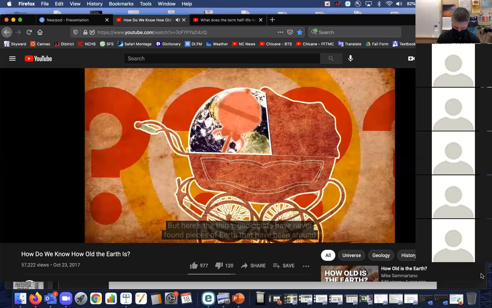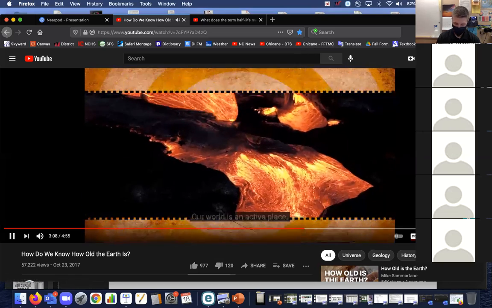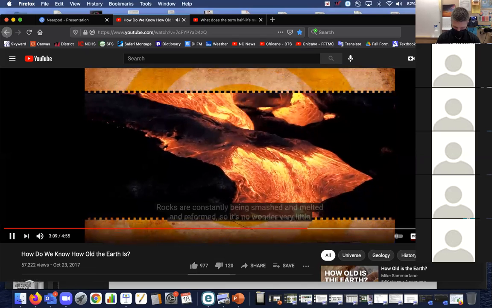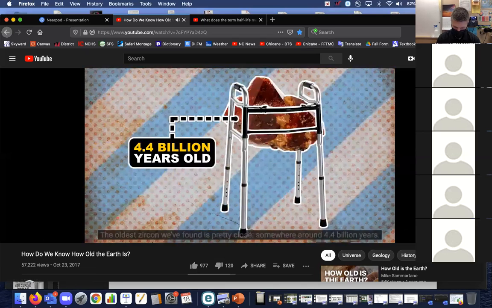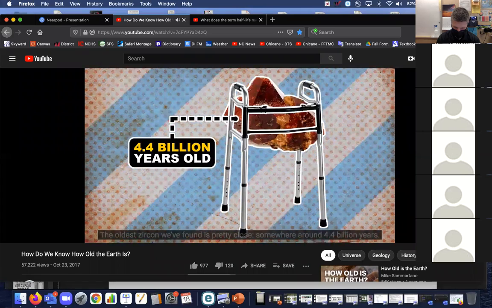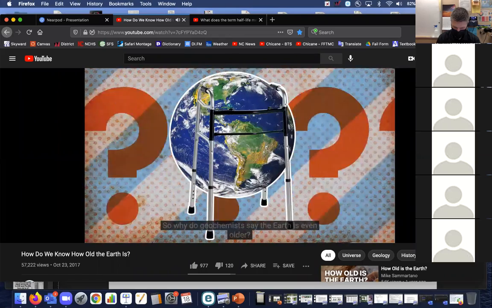Geologists have never found pieces of Earth that have been around since the planet was born. Our world is an active place. Rocks are constantly being smashed and melted and reformed, so it's no wonder very little has lasted all that time. The oldest zircon we found is pretty close, somewhere around 4.4 billion years. So why do geochemists say the Earth is even older?